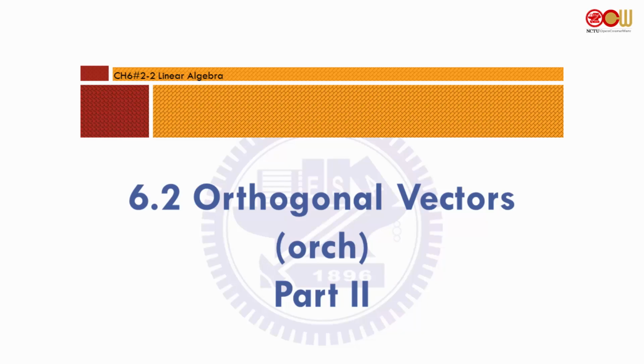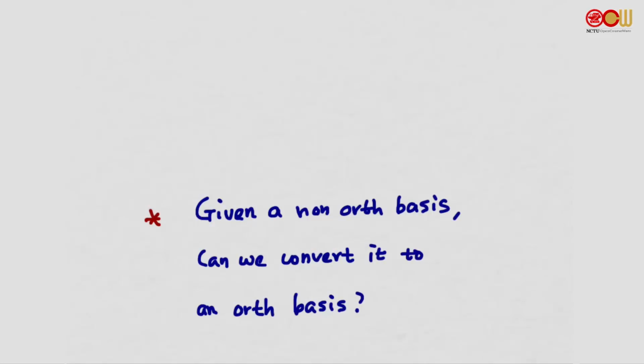We have defined orthogonality between two vectors. Now let's define an orthogonal set. When it comes to bases, very often we would like to use orthonormal bases. Now, if we are given a basis that is not orthogonal, a non-orthogonal basis, is it possible to convert it to an orthogonal basis? And that's the topic that we are going to talk about here.